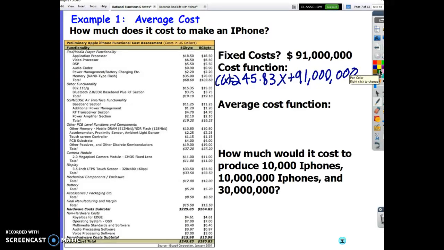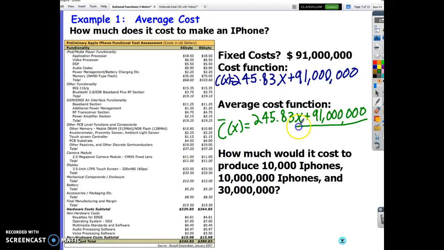But this doesn't look like a rational function, so I want to know what the average cost is. So C bar, what's the average cost to make an iPhone? It's really close to our cost function. It's just $245.83 times x plus 91 million, all over x. So we just divide by each iPhone that was made.